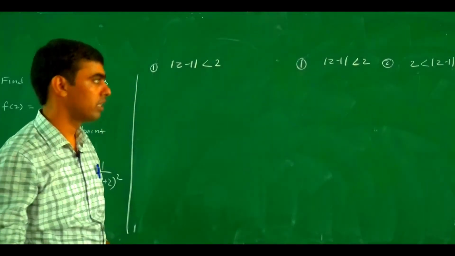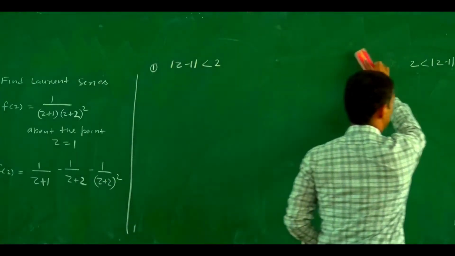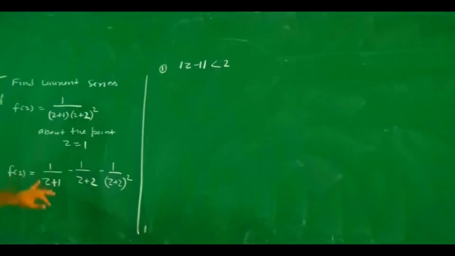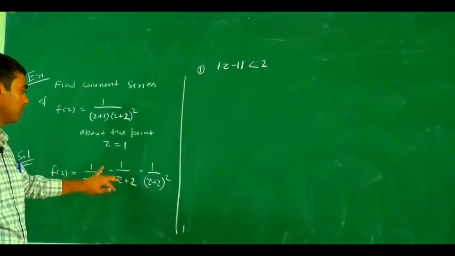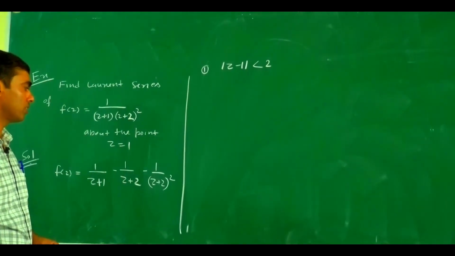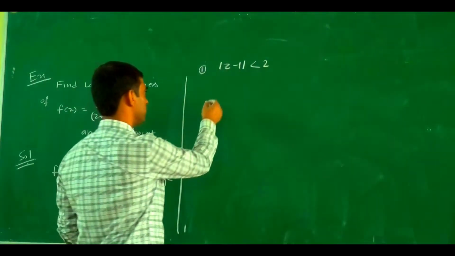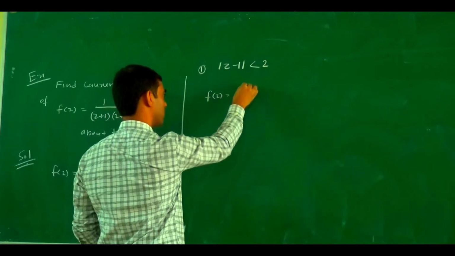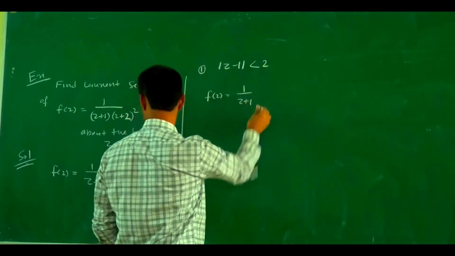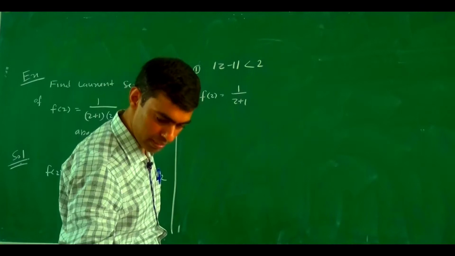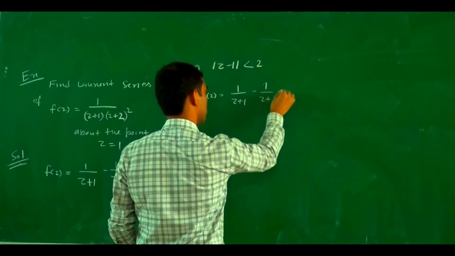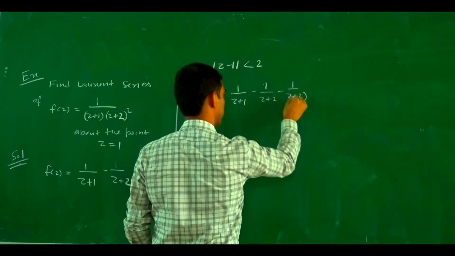Here we write the condition mod of z minus 1 less than 2. What is the function? By partial fractions, f(z) equals 1 upon z plus 1 minus 1 upon z plus 2 minus 1 upon z plus 2 whole square.